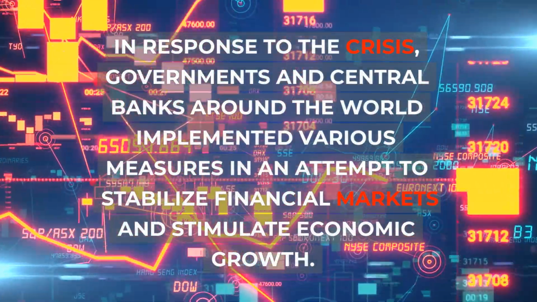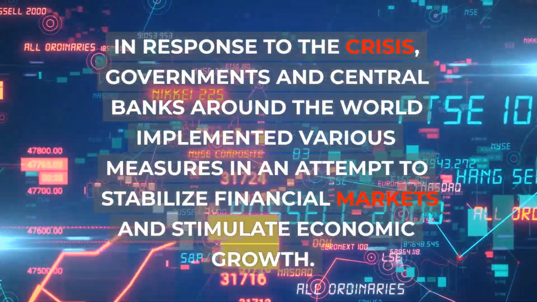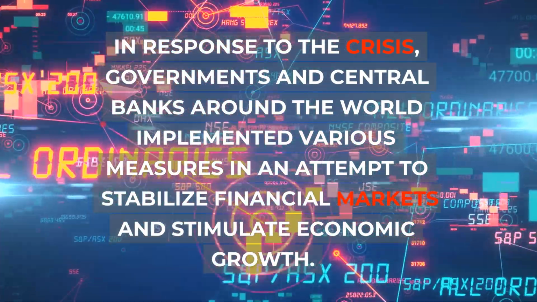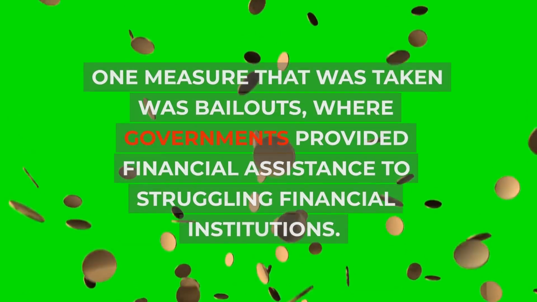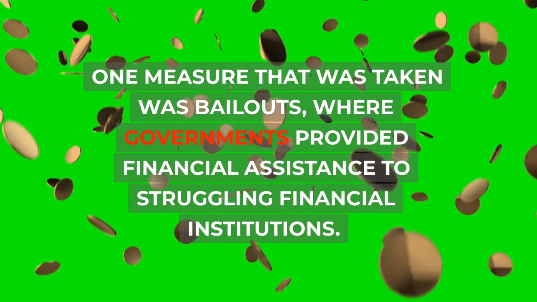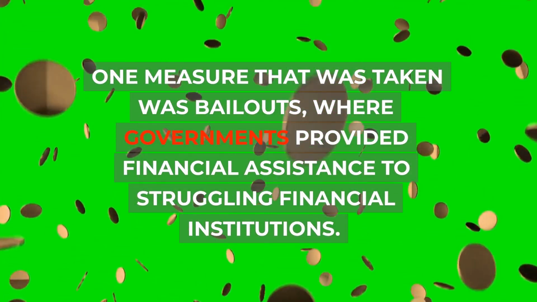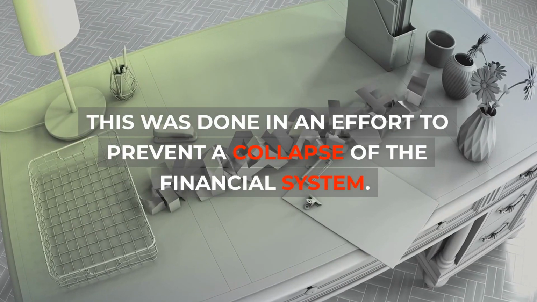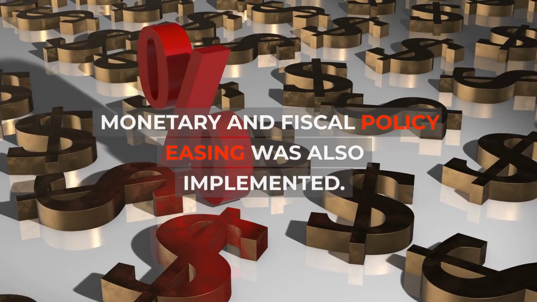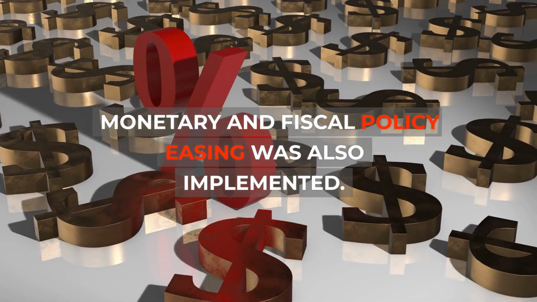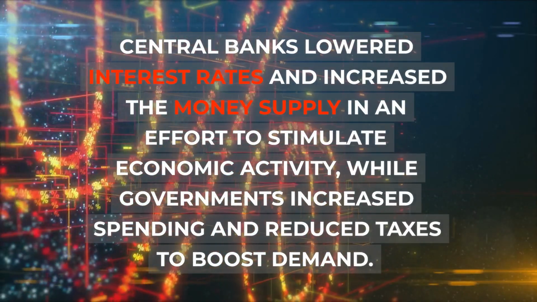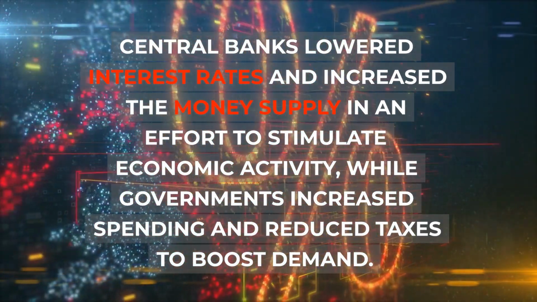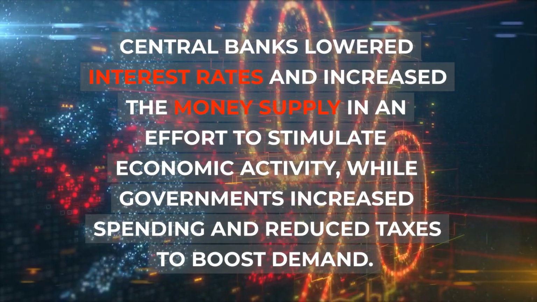In response to the crisis, governments and central banks around the world implemented various measures in an attempt to stabilize financial markets and stimulate economic growth. One measure that was taken was bailouts, where governments provided financial assistance to struggling financial institutions. This was done in an effort to prevent a collapse of the financial system. Monetary and fiscal policy easing was also implemented. Central banks lowered interest rates and increased the money supply in an effort to stimulate economic activity, while governments increased spending and reduced taxes to boost demand.